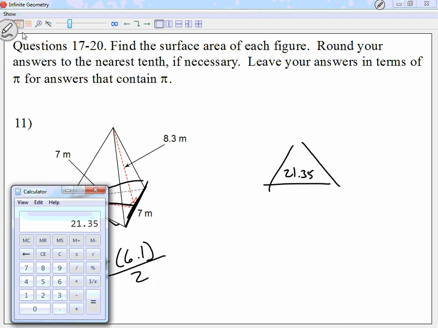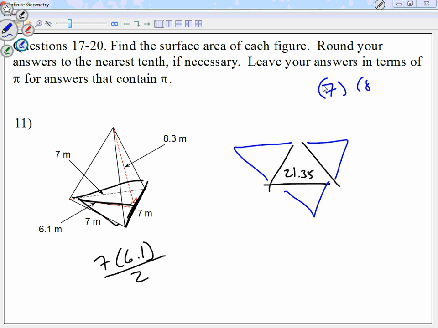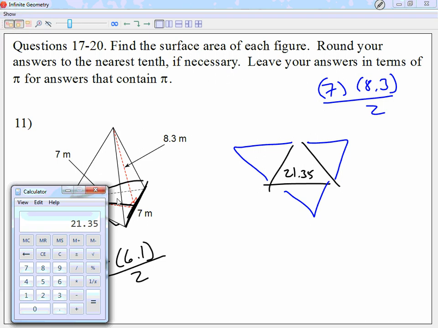Then on each of the sides of the base, I have a triangle. So let me see, I have 3 triangles in this case. For these triangles, I'm gonna go 7 times 8.3 divided by 2 for each of them. Each of my triangles is 29.05.